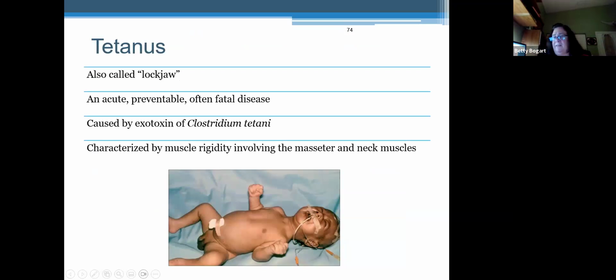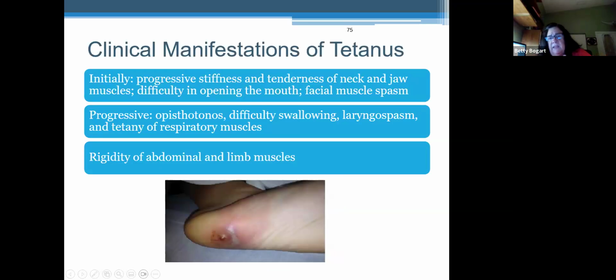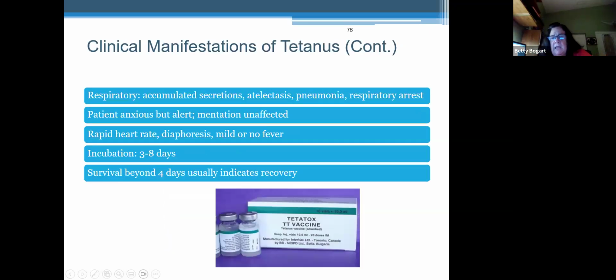Now, tetanus is stepping on your dirty nail, right? It's also called lockjaw. And the reason why it's called lockjaw is that tetanus affects the airway and causes the muscles to get rigid and spasm and close that airway, and you can't breathe. That's what happens. So these children come in and go to the ICU.